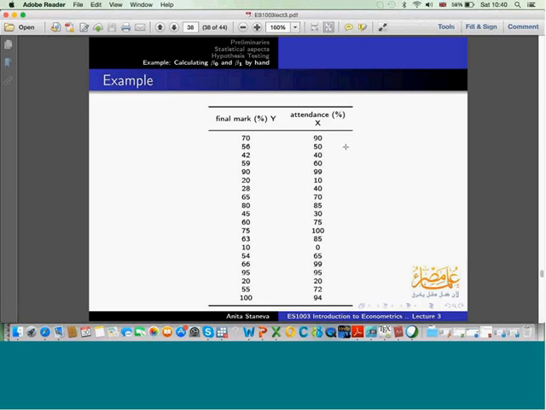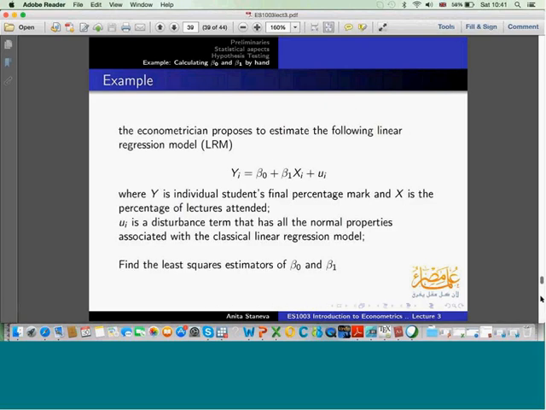So we can see the higher the attendance, about 90%, the higher the final exam mark is going to be. So we want to link this. We want to see whether X explains Y in this model. However, we do this by using the formulas and calculating by hand. The econometrician proposed to estimate the following linear regression model: Y equal to beta 0 plus beta 1 X, plus an error term.